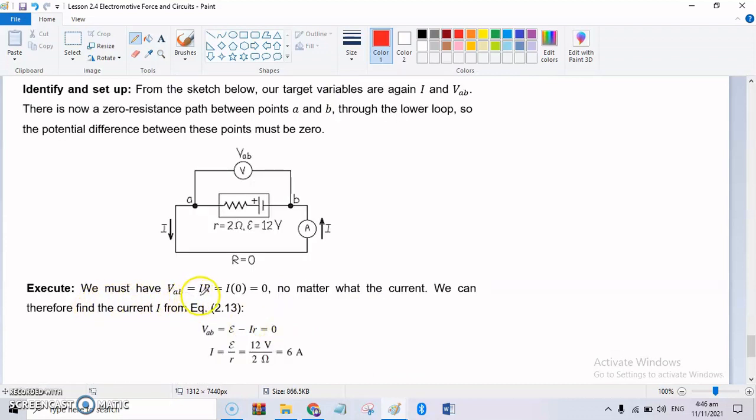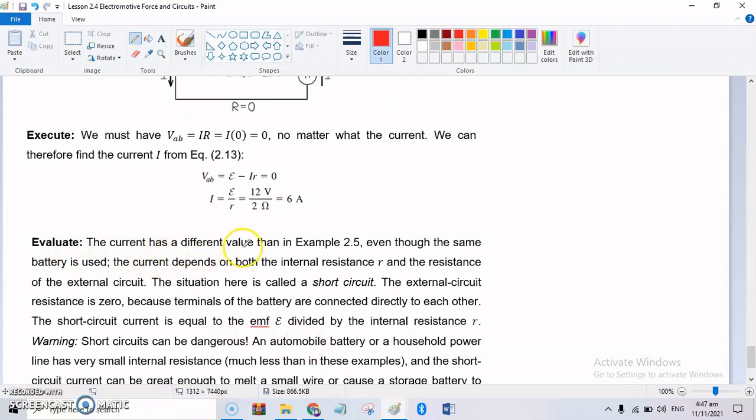We must have VAB equal to IR, and since the resistance is 0, there is no voltage difference here. So VAB is 0, no matter what the current. We can therefore find the current I from equation 2.13, I is equal to E over r. So the current I will now depend only on the internal resistance, small r. So 12 over 2 is equal to 6 ampere. As an evaluation, the current has a different value than in example 2.5, because in 2.5 it is 2 ampere. Even though the same battery is used, the current depends on both the internal resistance r and the resistance of the external circuit, big letter R.